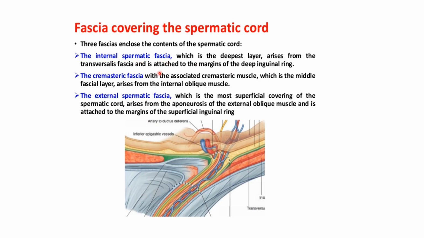The cremasteric fascia, associated with the cremasteric muscle, is the middle fascial covering of the spermatic cord, and it arises from the internal oblique muscle. The external spermatic fascia is the most superficial covering of the spermatic cord, and it arises from the aponeurosis of the external oblique muscle and is attached to the margins of the superficial inguinal ring.